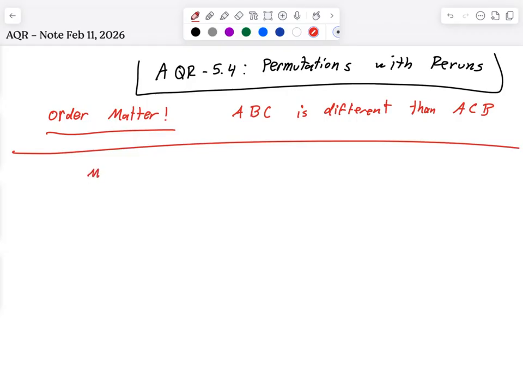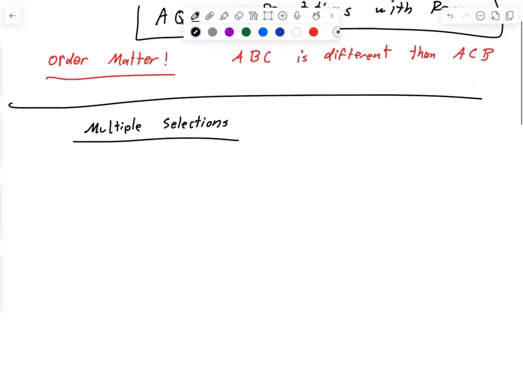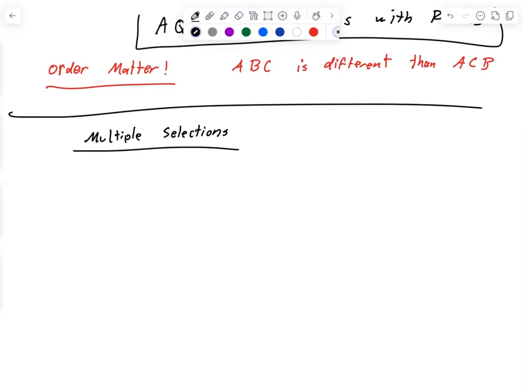Multiple selections. So this isn't the rerun yet part, but in our do now in our problem, there were some questions about this one. And so I want to talk about this multiple selection. So I'm going to do one. It's not the same one from the do now, but very similar.